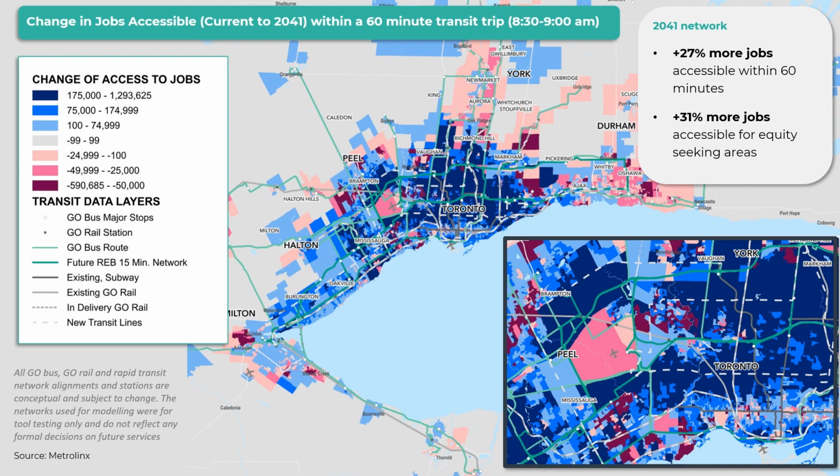We also ran our equity screen on this. And when we take a look at it and we filter for equity-seeking areas, altogether 31% more jobs will be accessible from equity-seeking areas, meaning that the 2041 network, as it relates to equity-seeking areas, performs better or provides more opportunities than it does to the population as a whole. A good news story.